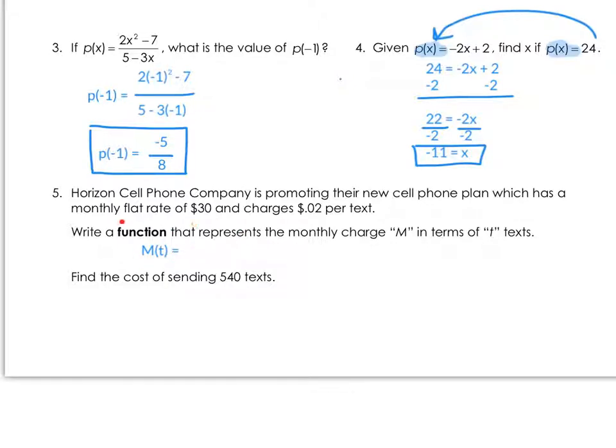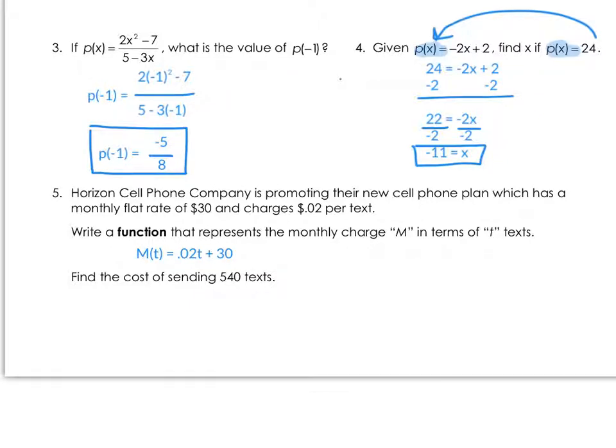okay, well, we're charged a flat fee of $30, so $30 no matter what, and 2 cents per text. So 2 cents per text, I'm going to write first so that we're in standard form. But since in this question they said we had to use t, I wrote 0.02t, and then we're going to add that $30 monthly fee. Okay, so that's my function there.